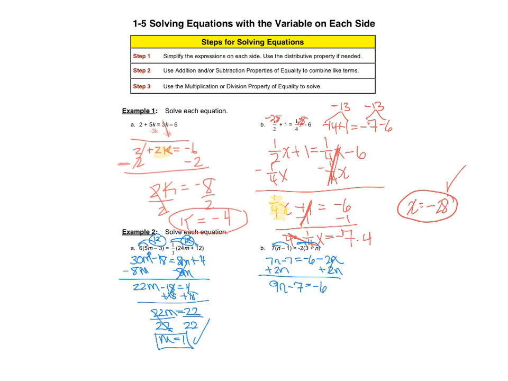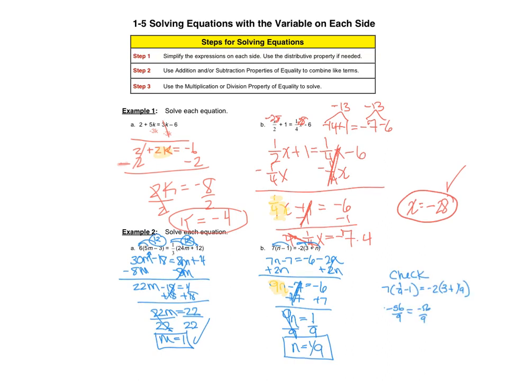I can highlight my variable. I didn't do that in the last one, but I like to try to keep it consistent here. So I know that I have to get rid of the minus 7, so I'm adding 7 to both sides. Thinking ahead, 9n equals negative 6 plus 7, which is positive 1. Divide both sides by 9, and n is equal to 1/9.